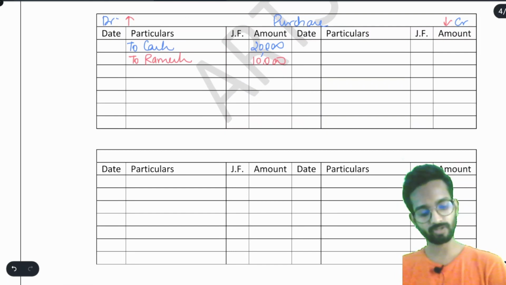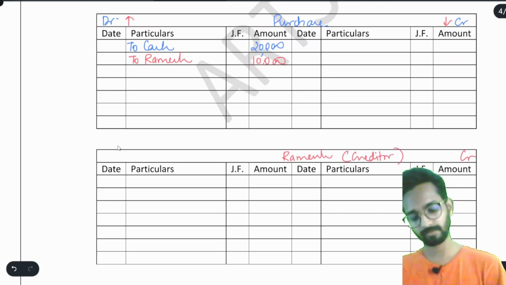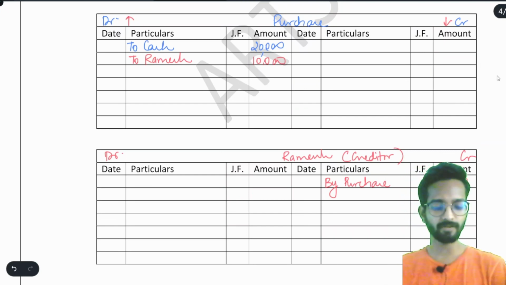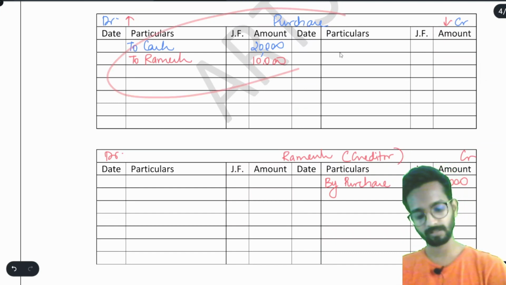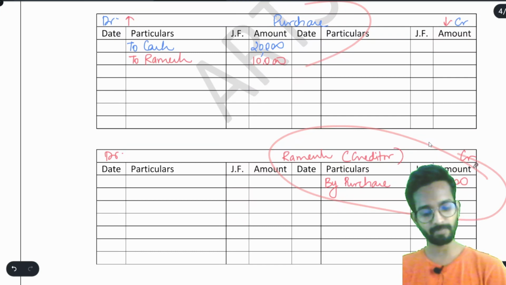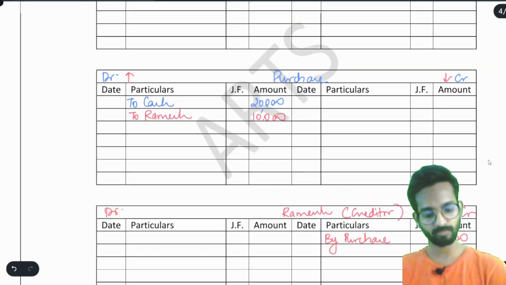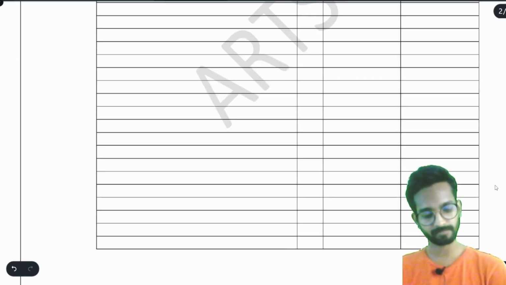So Ramesh is our new account. See, we have purchased from Ramesh. So Ramesh has become our creditor. Correct? Creditor, debit. Now we will write here by purchase. How much? 10,000. Simple enough. Purchase to Ramesh. Then here Ramesh by purchase. Okay. Now moving forward to the next entry.